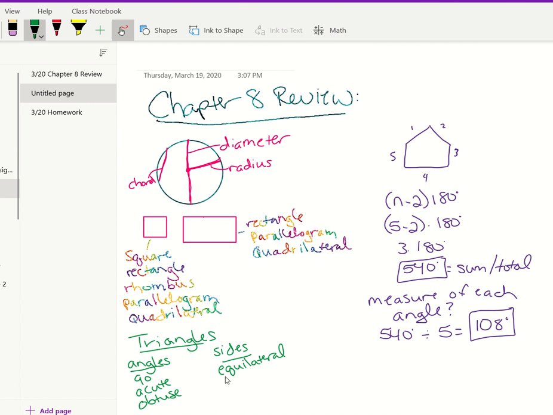which means that all sides are equal. They could be isosceles, which says that only two sides are equal. So equilateral is all sides are equal. Isosceles is two sides. And then we have scalene, which says no sides are equal. So that is a real brief view of that.